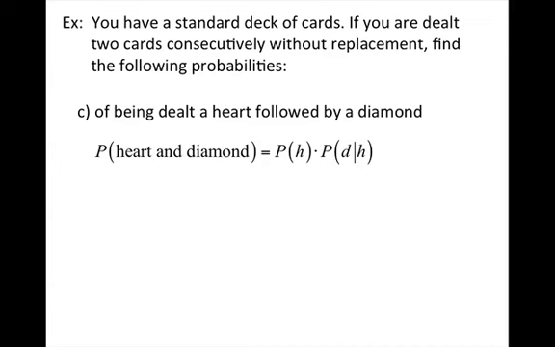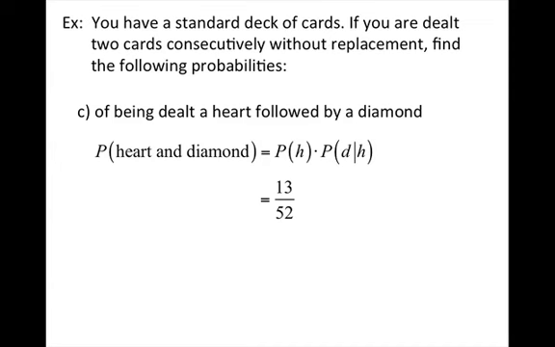Next, let's look at the probability of being dealt a heart followed by a diamond. Well, that's the probability that the first card is a heart times the probability that the second card is a diamond, given that the first card was a heart. Well, there's 13 hearts in a deck out of 52 total cards. So the probability of the first card is a heart is 13 out of 52.